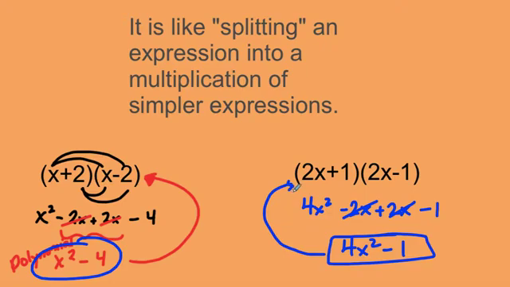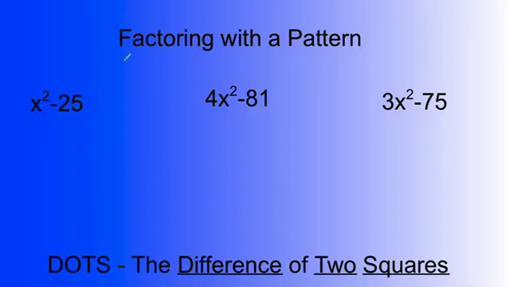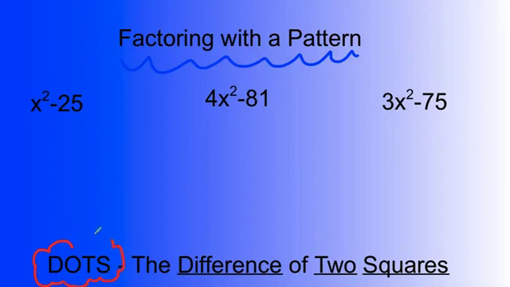All right, now the big thing about these two is these are actually a very special pattern. Factoring with a pattern can be really easy. And so today we're going to be talking about this pattern I love, the difference of two squares. And I love it so much that I gave it its own name. I like to call it dots. Dots is the difference of two squares. Now, difference means subtract.